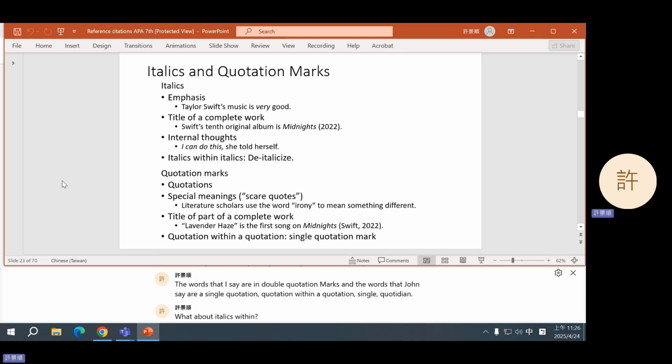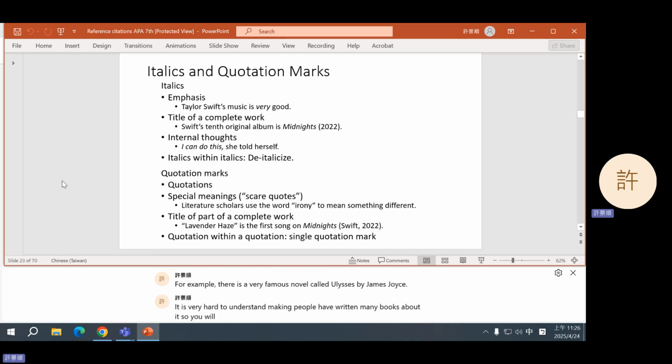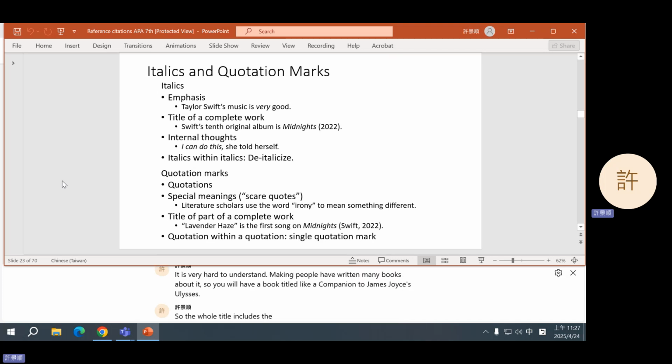What if you have the title of a book, and in this title, it uses the title of another book? For example, there is a very famous novel called Ulysses by James Joyce. It is very hard to understand. Many people have written many books about it. So you will have a book titled like A Companion to James Joyce's Ulysses. So the whole title includes the title of another book.